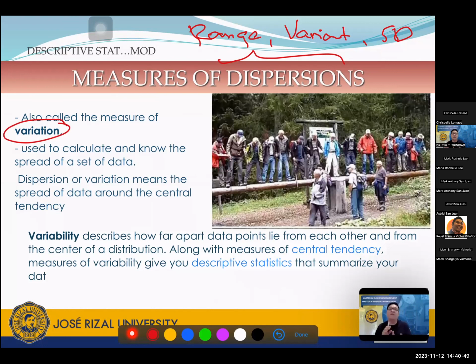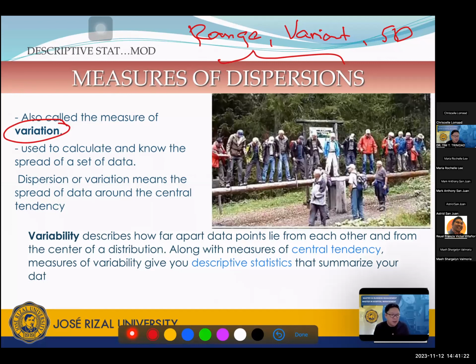How different are you? How far are you from the usual or from the average? How unusual you are: the outliers, whose mood is different, whose scores are different. You are not the same as the middle or the average person in the group. So your measures of dispersion is used to calculate and know the spread of a set of data. Dispersion or variation means the spread of data around the central tendency.